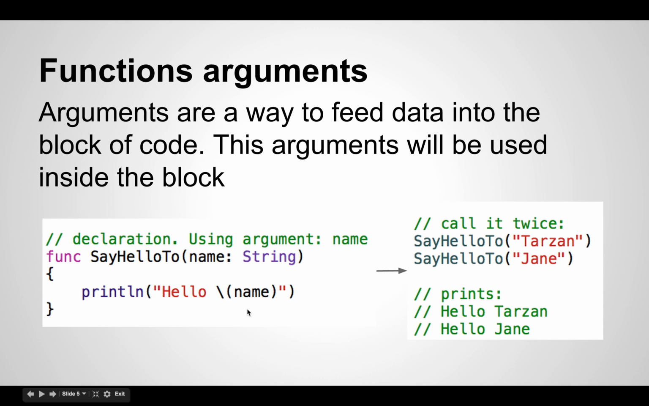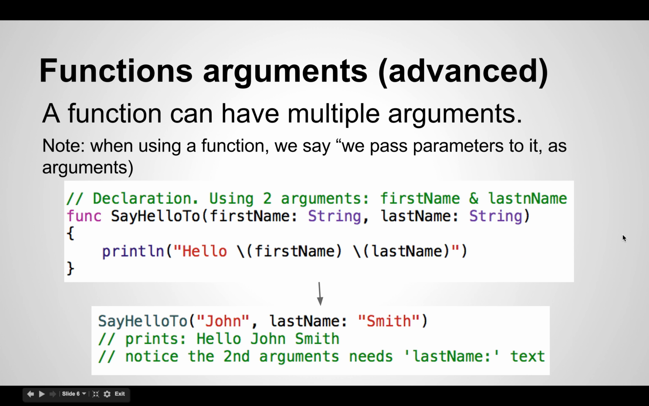Now we don't know what the name is. It could be anyone's name, okay? It could be my name, could be your name, or anyone's name, really. And this is how we use it. And actually this time we use it twice. Say hello to Tarzan, say hello to Jane. And what's going on? It prints hello Tarzan, hello Jane. As you can see, we only had to write it once and we use it twice. Now you can use it 10 times in a row. You can say hello to Tarzan, say hello to Jane, say hello to Mike, say hello to Jonathan, and so on, okay? All right, now let's take a look at a little bit more advanced arguments.